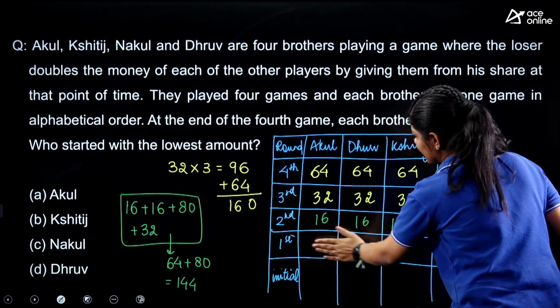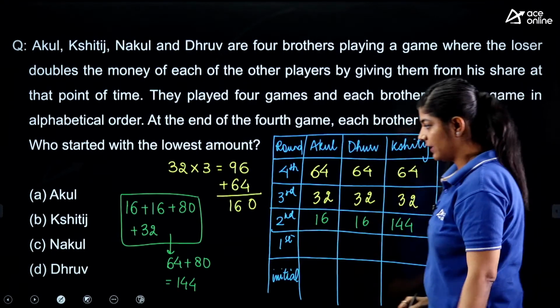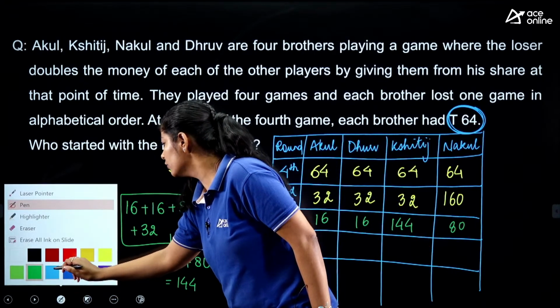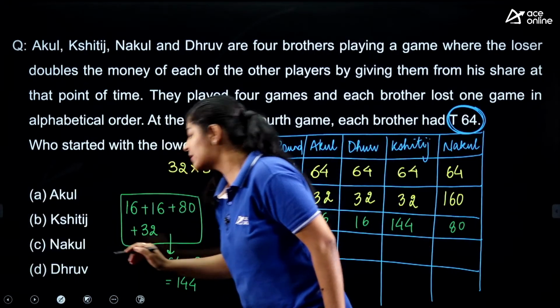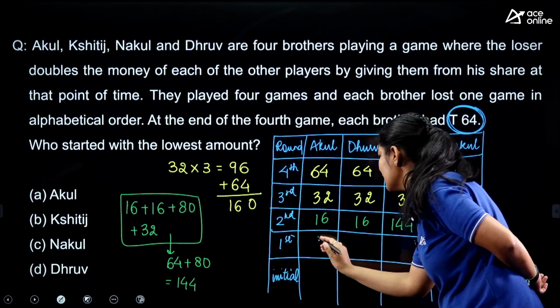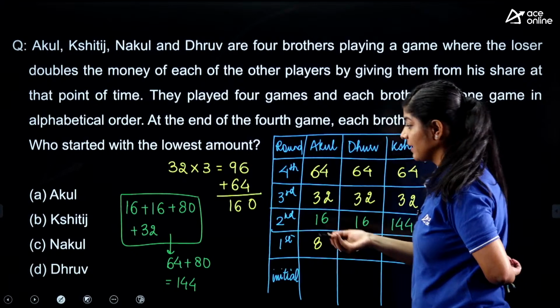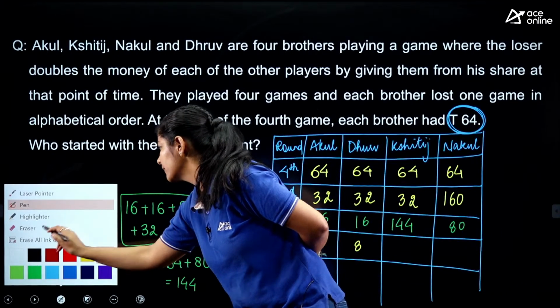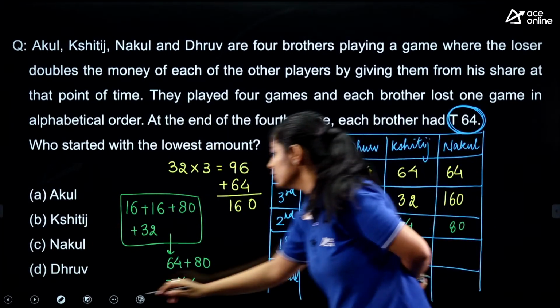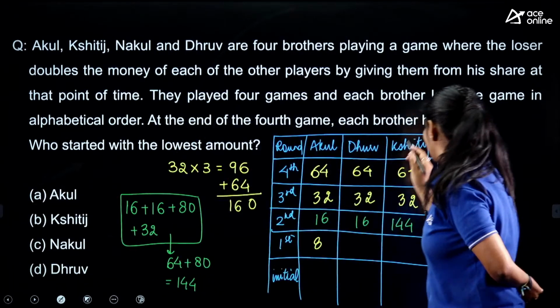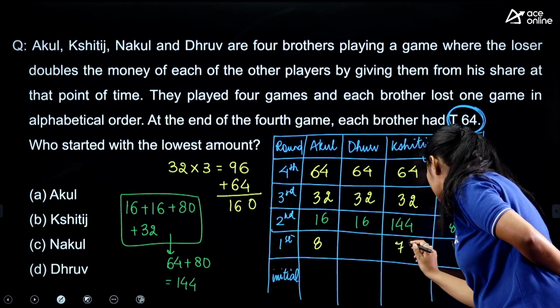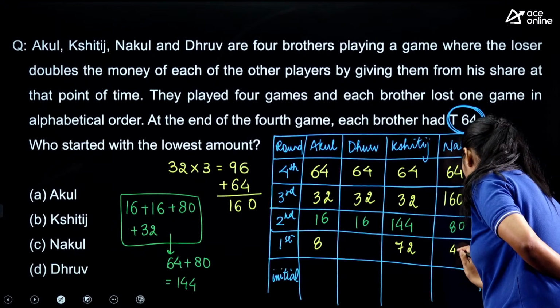Now at this moment, Dhruv lost the game, right? So how much amount do we have in this situation? Akul has 8. Dhruv has some more amount, as Dhruv needs to pay, right? So at this moment, Kshitij has 72 rupees and he has 40 rupees.